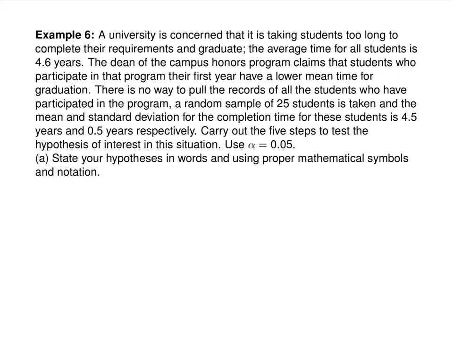A university is concerned that it is taking students too long to complete their requirements and graduate. The average time for all students is 4.6 years. The dean of the campus honors program claims that the students who participate in that program, their first year, have a lower mean time for graduation. There's no way to pull the records of all the students who have participated in that honors program, but a random sample of 25 students is taken, and the mean and standard deviation for the completion time for these students is 4.5 years and 0.5 years respectively. Carry out the 5 steps to test the hypothesis of interest, and we're going to use alpha equals 0.05.